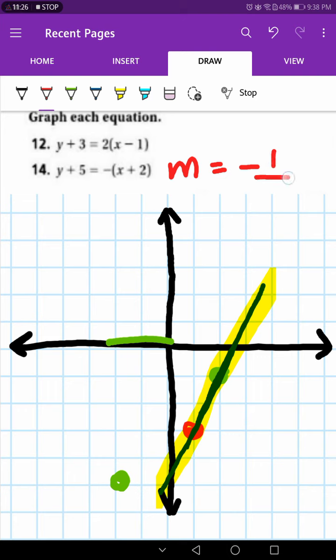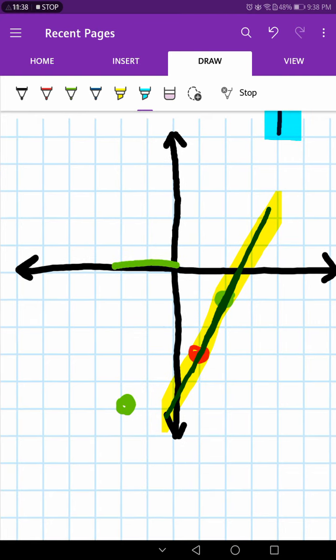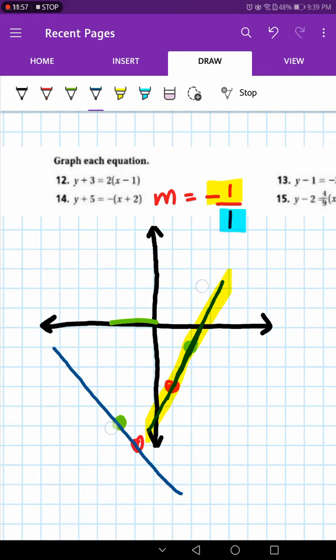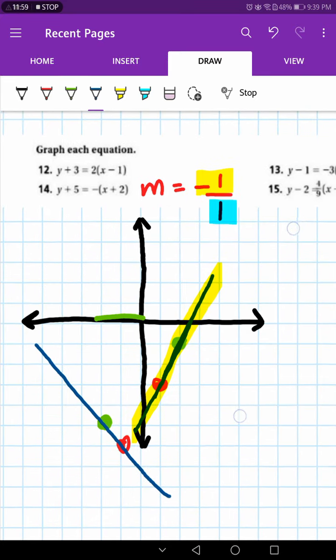And -1, I can write it as -1/1. That means I move down 1 step and go to the right 1 step. Let's go. 1 step down and 1 step right, so it will be here. Okay, I have 2 points and I can connect them easily. So this is the graph of equation number 14. Are you happy? I hope so.